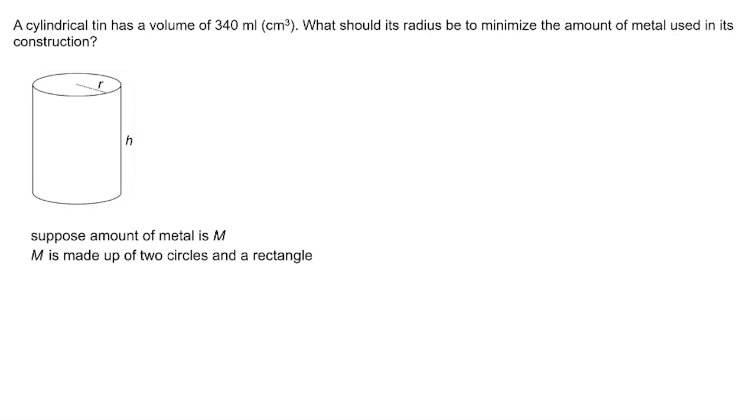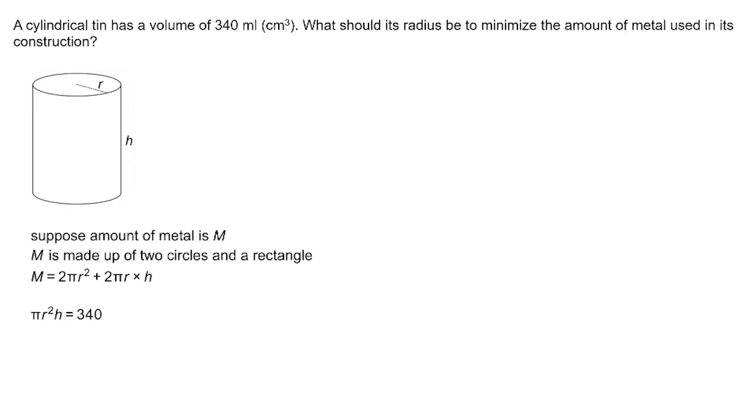Well, if we think about opening up a tin, it's made up of 2 circles and a rectangle. The circles have an area of pi r squared each, so 2 pi r squared. The rectangle is the side folded out. It has an area which is equal to the circumference, 2 pi r, times the height, okay?